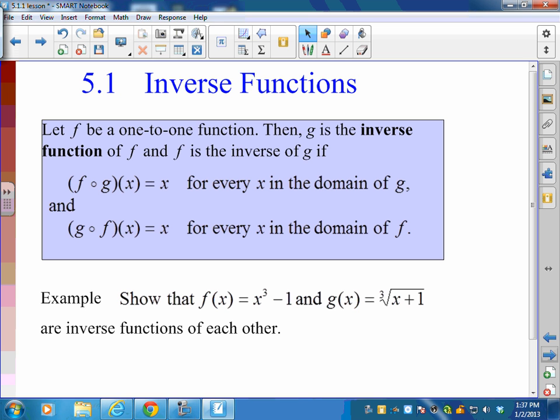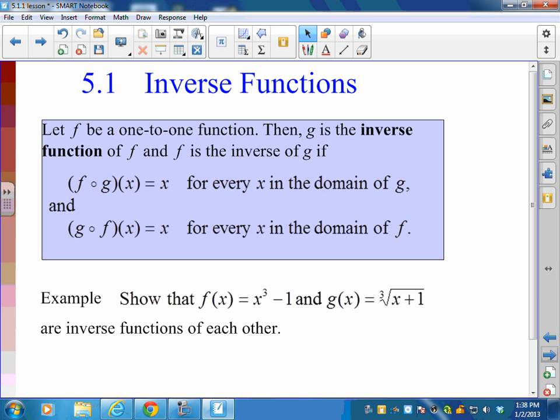Okay, inverse functions. You can tell algebraically if 2 functions are inverse functions, and this is the mathematics behind it. Let f be a one-to-one function. Then g is the inverse of function f, and f is the inverse of function g if f of g of x equals x for every x in the domain of g, and g of f of x equals x for every x in the domain of f. And we have those composite functions here.